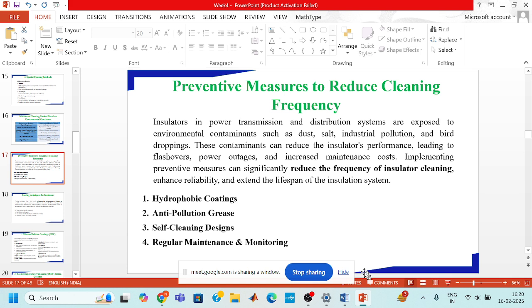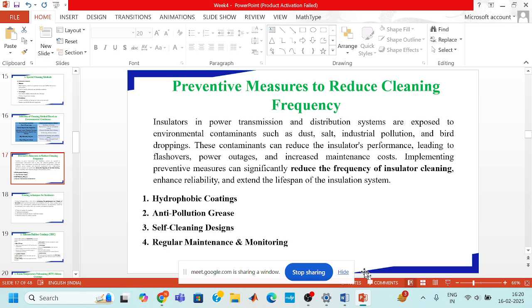So these contaminants can reduce the insulator's performance, leading to flashovers, power outages, and increased maintenance cost. Implementing preventive measures can significantly reduce the frequency of insulator cleanings, enhance the reliability, and extend the lifespan of the insulation systems.